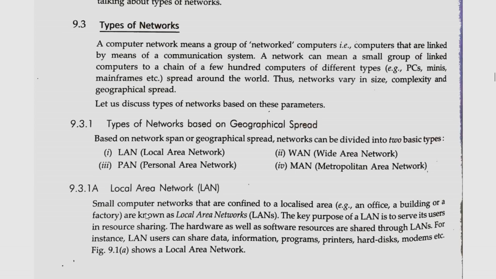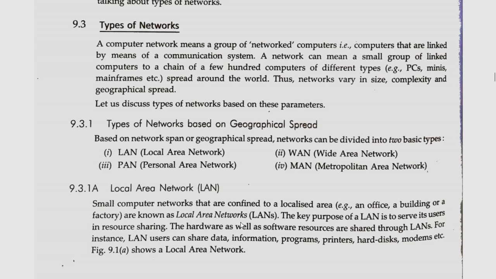There are different advantages to using them, because if you use a LAN connection, you will have sharing of resources. It is mentioned that the key purpose of a LAN is to serve its users in resource sharing. The hardware as well as the software resources are shared through LAN.